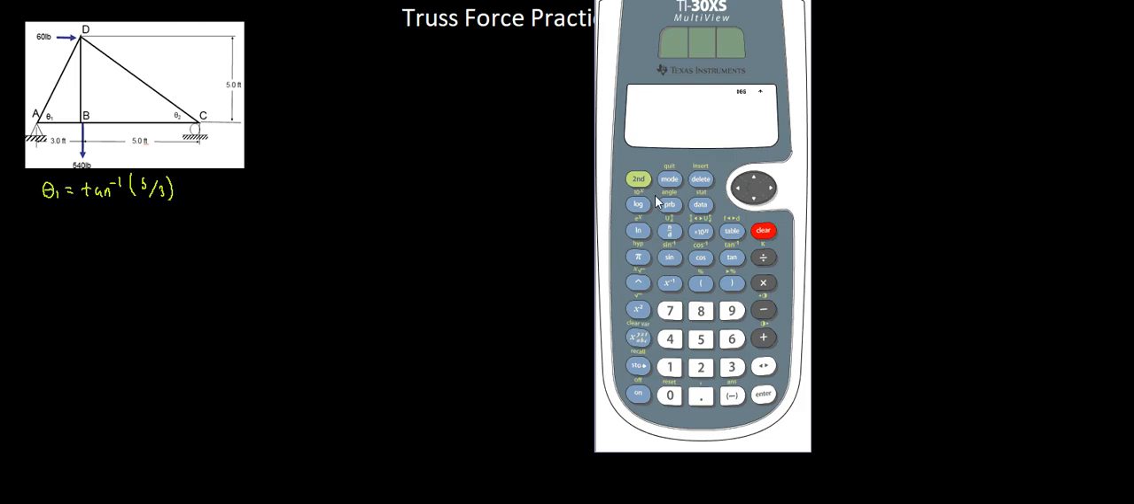That's tangent. So we use our inverse tangent since we're looking for the angle itself. Opposite goes on top, so we put 5 on top and 3 on bottom: the inverse tangent of 5 over 3. To solve for that, we go second tangent, and we'll say 5 over 3. And what do we get? We get an angle of about 59 degrees. So theta 1 equals 59 degrees.